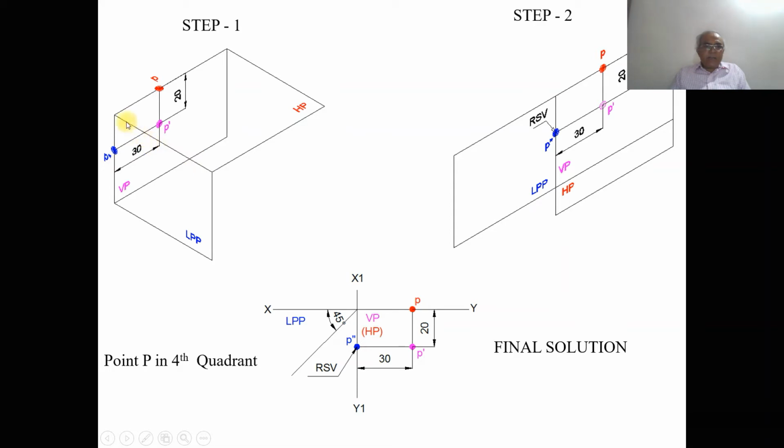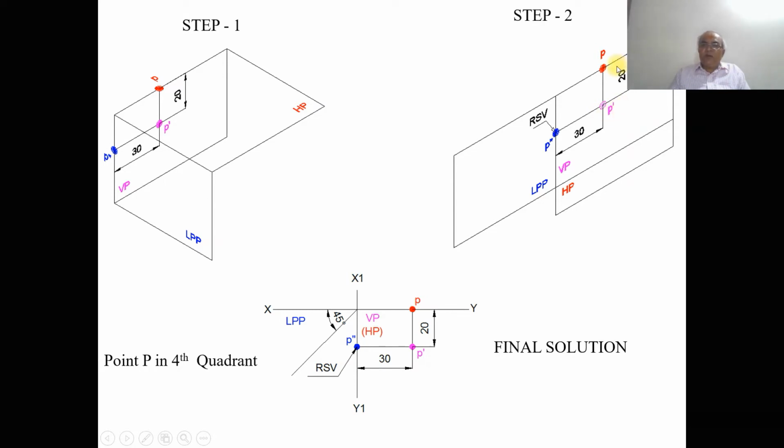Now when you cut it here and unfold this LPP to the left side and HP downward, you are going to get it like this. Then again, the distance with respect to the profile plane, that is 30 mm, is seen in both VP and HP. So both VP and HP are below the XY line. From here you measure the distance of 30 and draw the vertical projector. So below HP is seen in VP, so you are going to get this point here. That point is P dash.